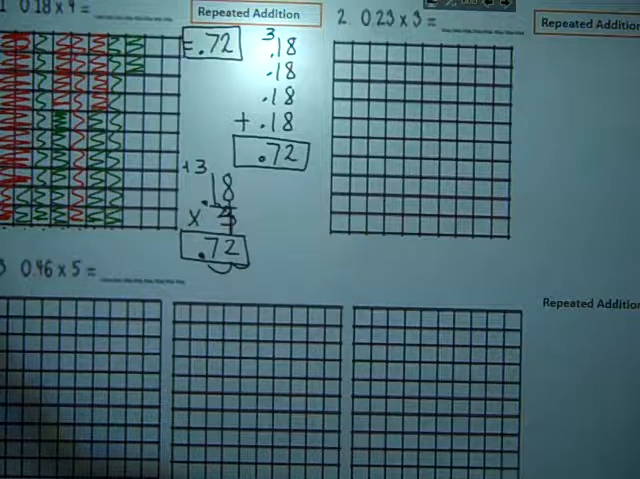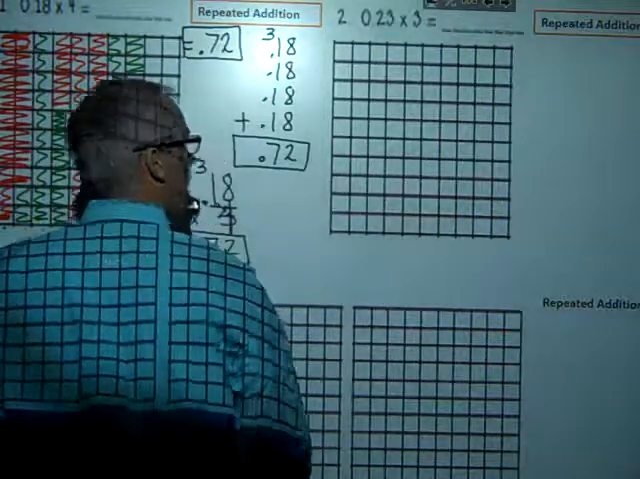Okay. I want you to do number 2 the same way. Shade in 23 hundredths. How many times? 3 times, and tell me what you get, and then do repeated addition and the algorithm.